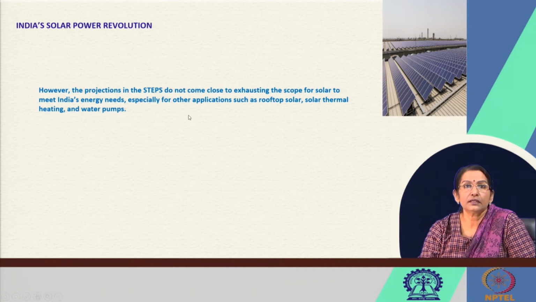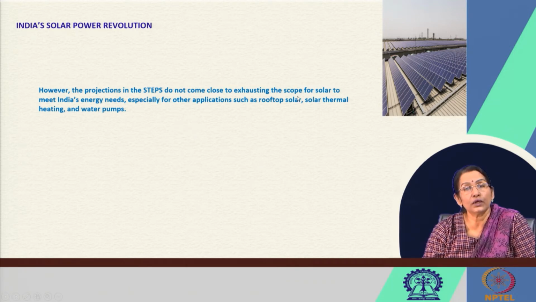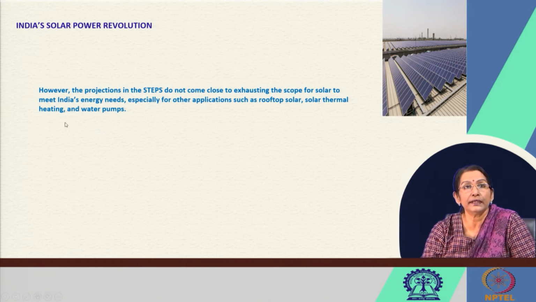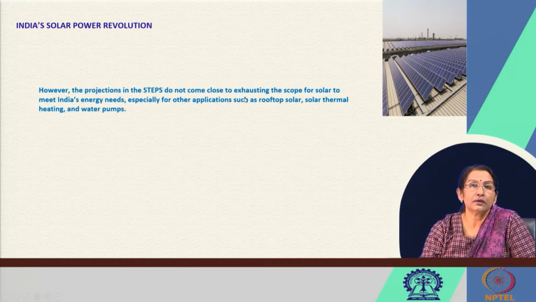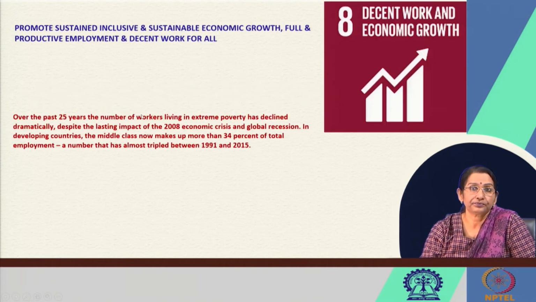These are some of the strategies taken by the government, for example rooftop solar panels, solar thermal heating plants, and water pumps. How rooftop solar panels can be established, and how solar energy can be captured not only for household purposes, but also for water pumps and running small plants. How solar energy can be captured and utilized.